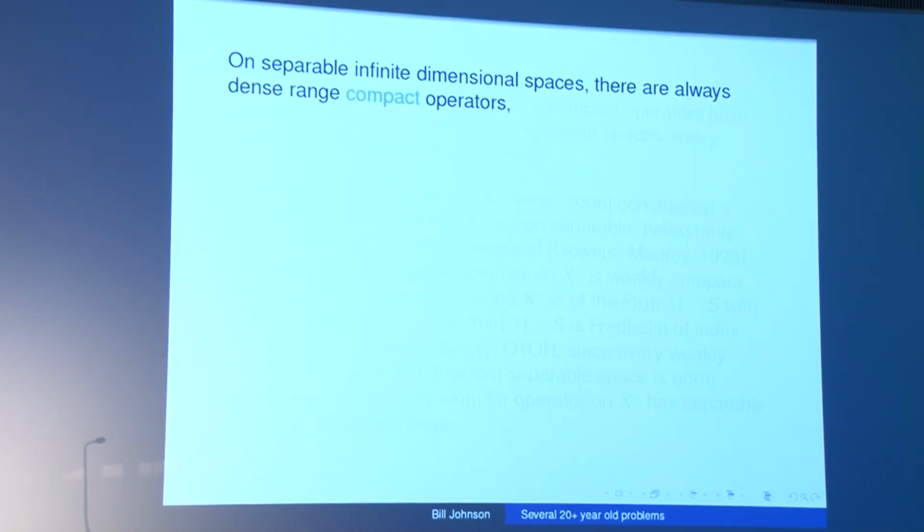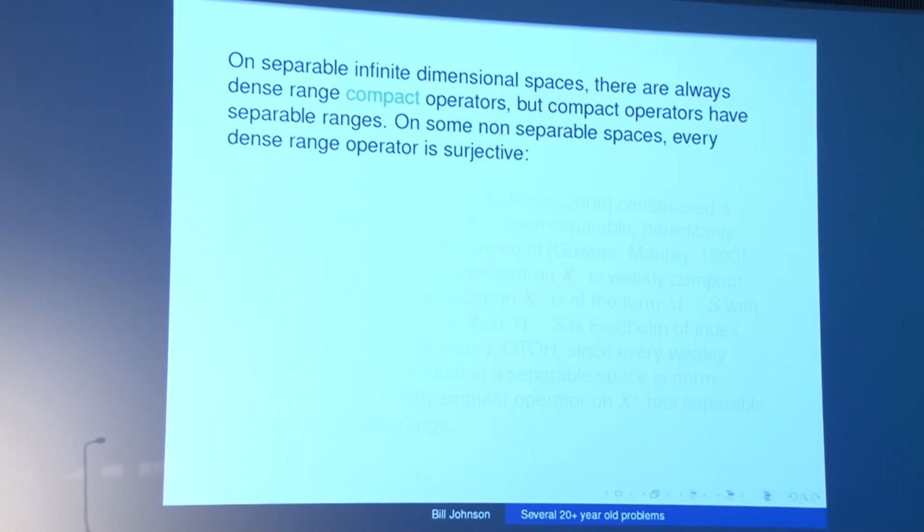So the reason it got closed votes is that on any separable infinite dimensional space, it's easy to build a compact operator that has dense range. And of course, compact operators can't be surjective on infinite dimensional spaces. But they have separable ranges, so it doesn't lead anywhere.